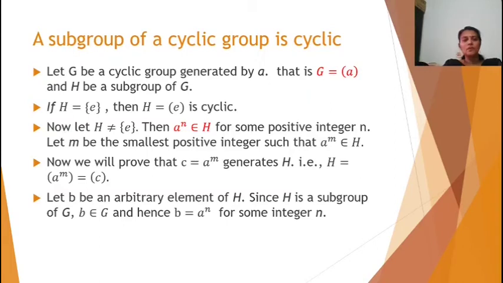We can take an arbitrary element of H as B. Let B be an arbitrary element of H. Since H is a subgroup of G, B is an element of G. B is an element of G itself. So B is an element of G. Hence B is equal to some a raised to n for some integer n.